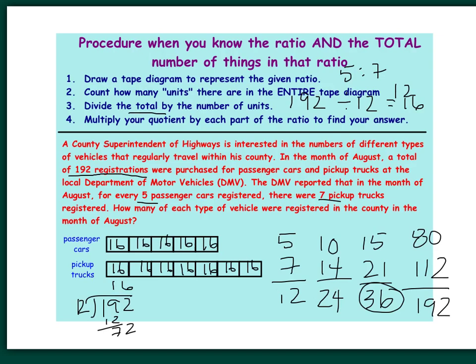So this helped me complete my table of equivalent ratios without actually having to keep listing and listing all those equivalent ratios. So now I want to go back to my question. It asks, how many of each type of vehicle were registered? Well, I had 80, and I'm just going to abbreviate because I'm running out of room here, passenger cars, and I have 112 pickup trucks, and that will equal my total of 192 registrations for the month of August. So my final answer would be 80 passenger cars and 112 pickup trucks.